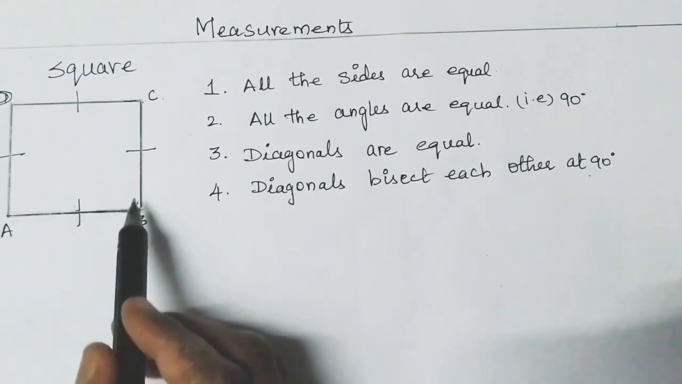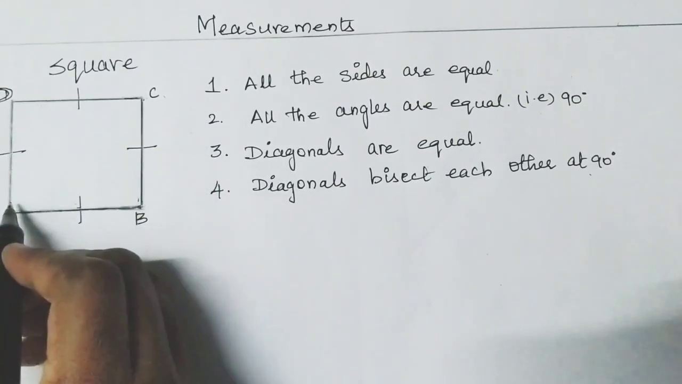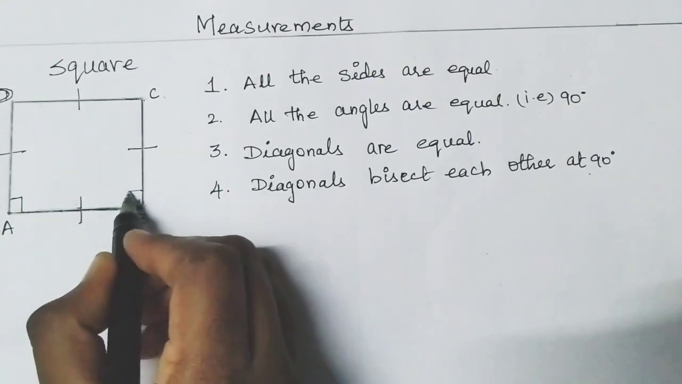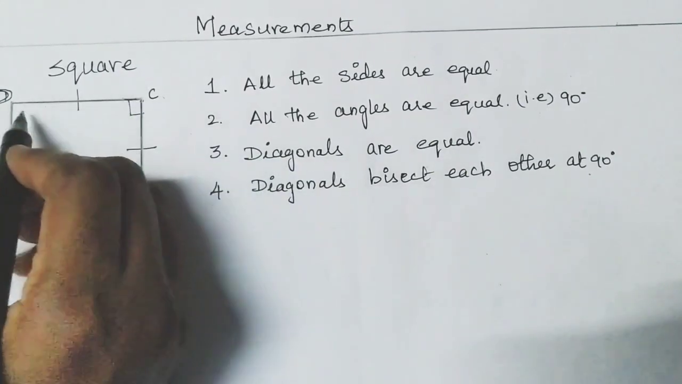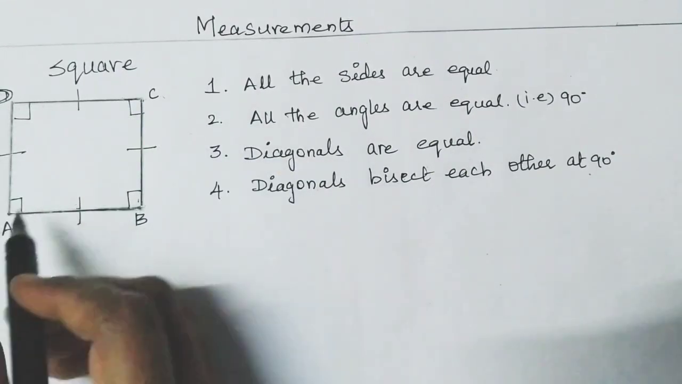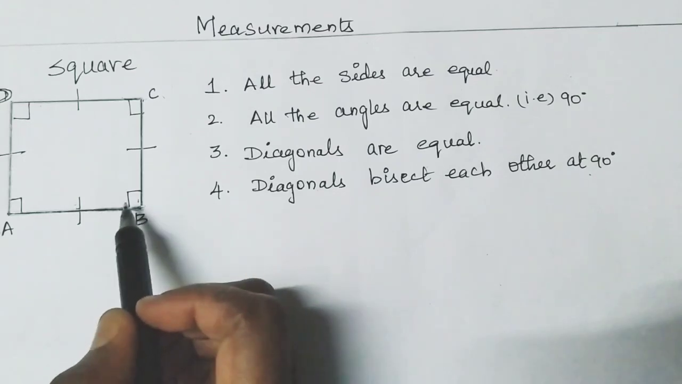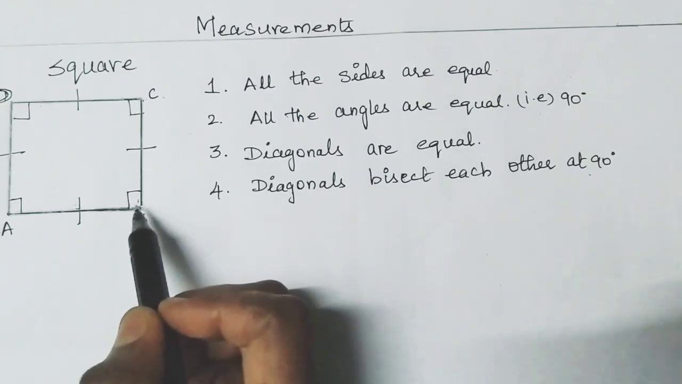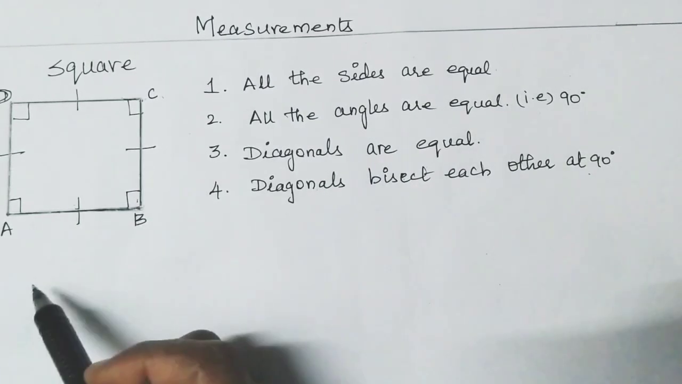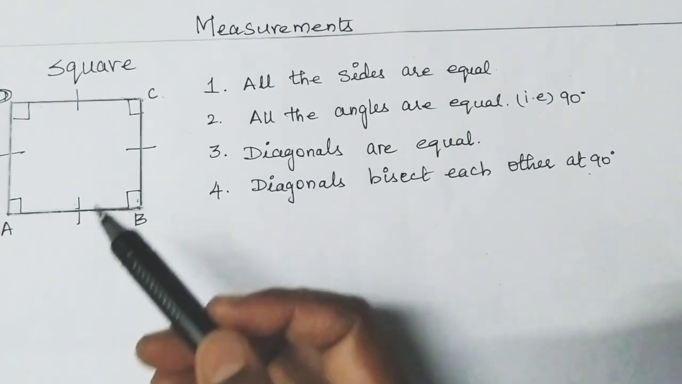So square has four equal sides, opposite sides are parallel, and it has four vertices. And all the angles are equal. Angle A is equal to angle B is equal to angle C is equal to angle D. All the four angles are equal and it is 90 degree, that is a right angle. Then diagonals are also equal.